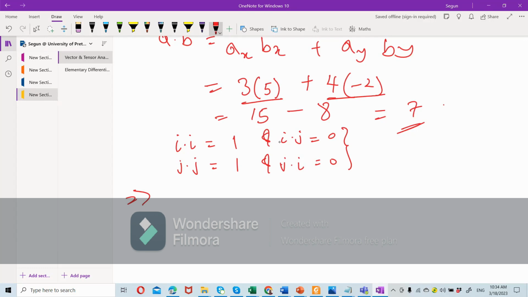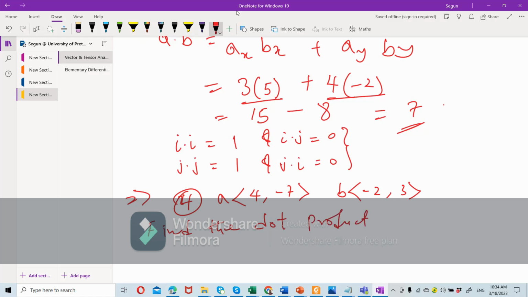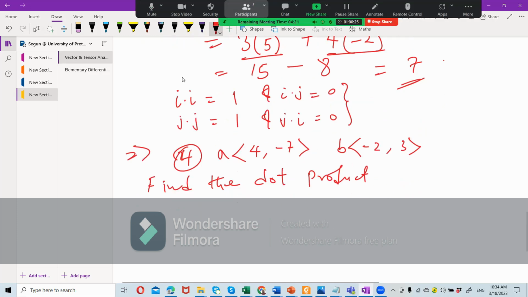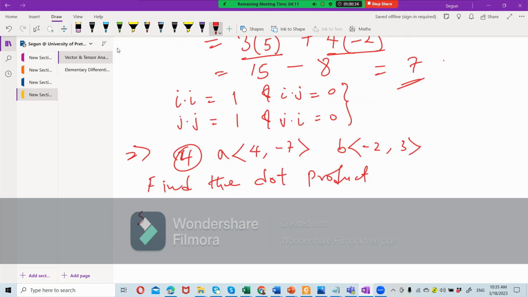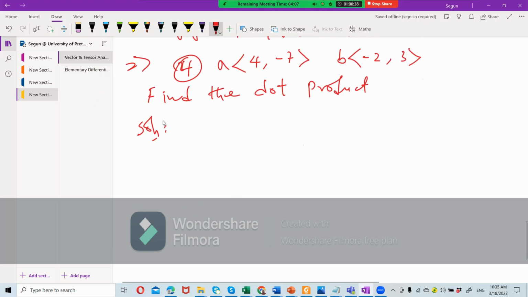So if I gave you another one, number 4 now. If I ask you to find the dot product of A, we have 4, -7, then B is -2, 3. We are asked to find the dot products. For us to find the dot product of this, it's very simple.